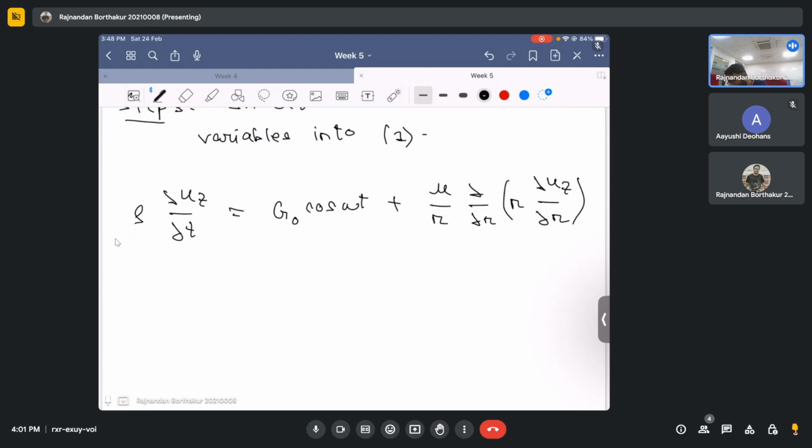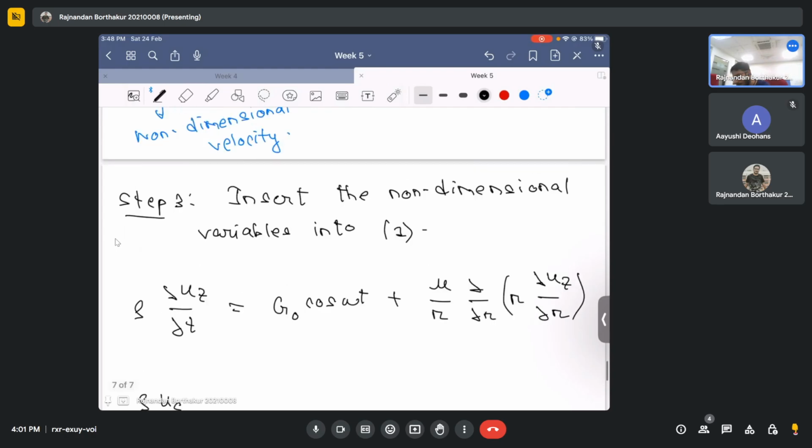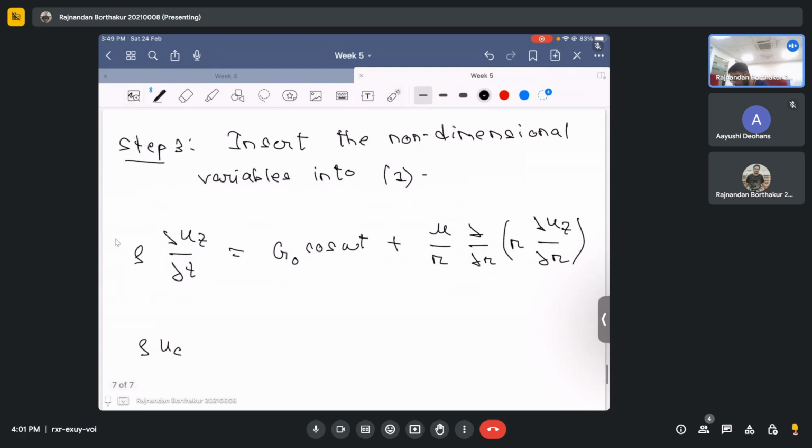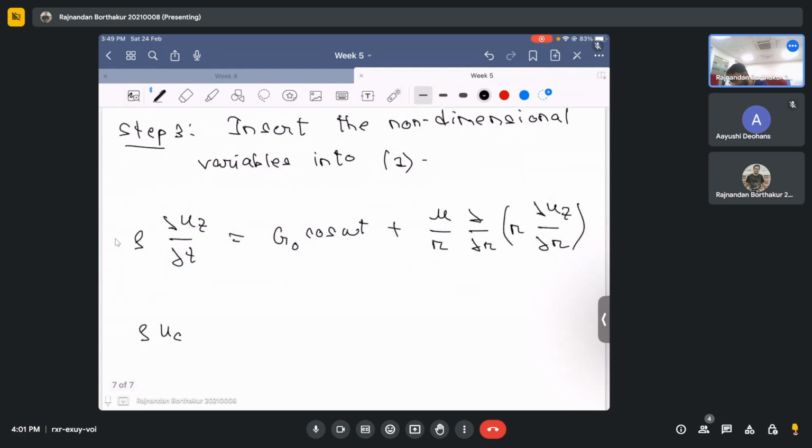So the term on the left hand side would be rho times u. Remember, u bar was basically u times uc. So this u becomes u bar times uc. That's why I put the uc out. So this becomes rho times uc by tc times del uj bar by del t bar. I hope this is clear. If it is not clear, please stop me and let me know.